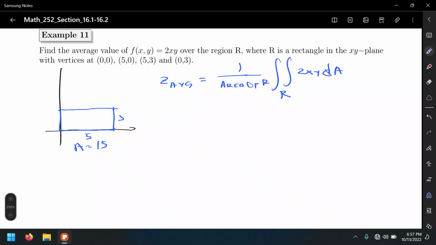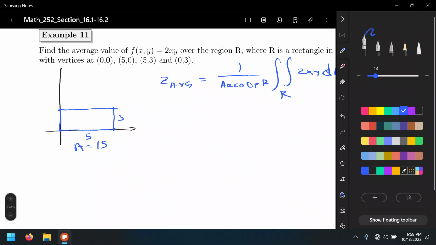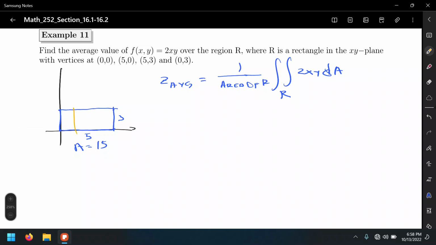Okay? So let's define this double integral over this region. Again, we need to determine whether the region is horizontally simple or vertically simple. In this case, it is both. Typically we define it as vertically simple, so we do the y's first, and then the x's. So, 1 over the area, that's 1 over 15, integral of xy, and dA will be dy dx.